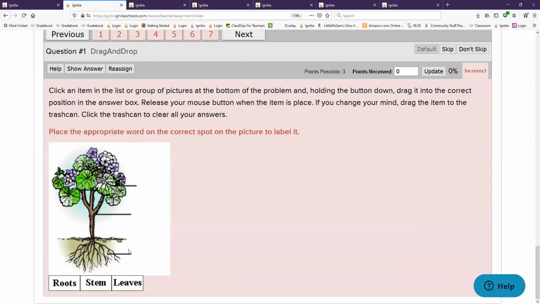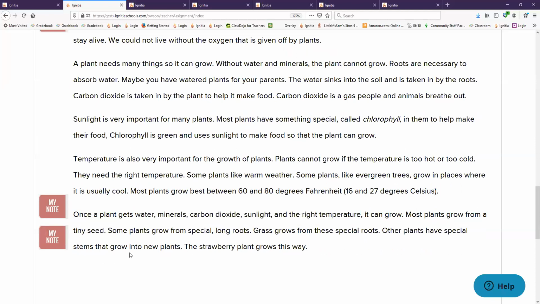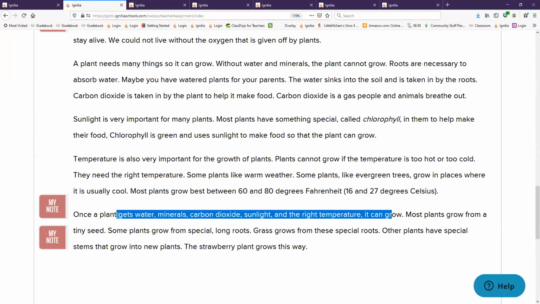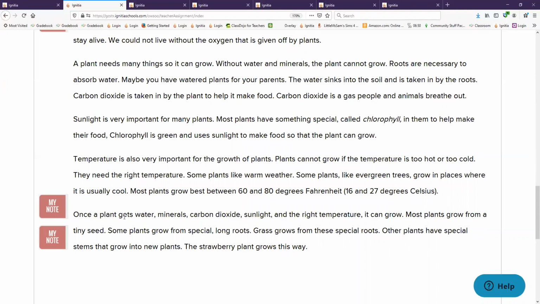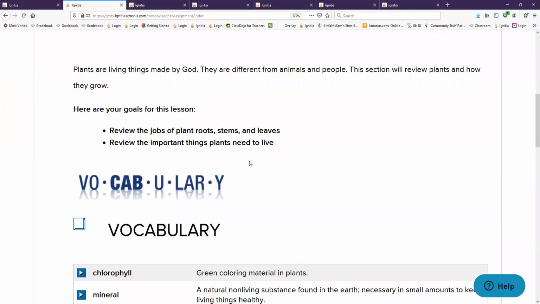Leaves, stems, roots, and stems are usually above ground. Okay, you need to know what a plant needs. What does a plant need? A plant needs water and sunlight, minerals, carbon dioxide, and the right temperature. Now make sure, if you didn't get to say that to me yesterday, that you quote this to me today. I want you to be able to tell me the 1, 2, 3, 4, 5 things a plant needs to grow. Then what part of the plant makes the food? It makes its food in the leaves.